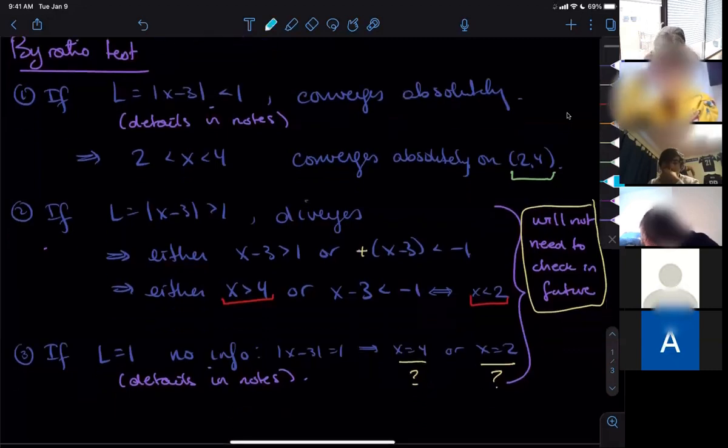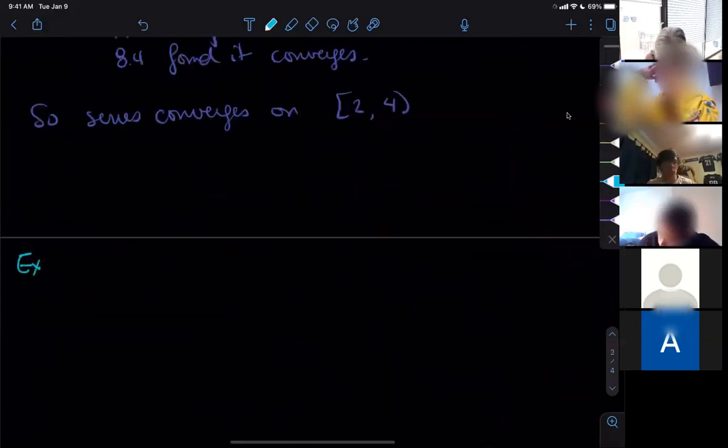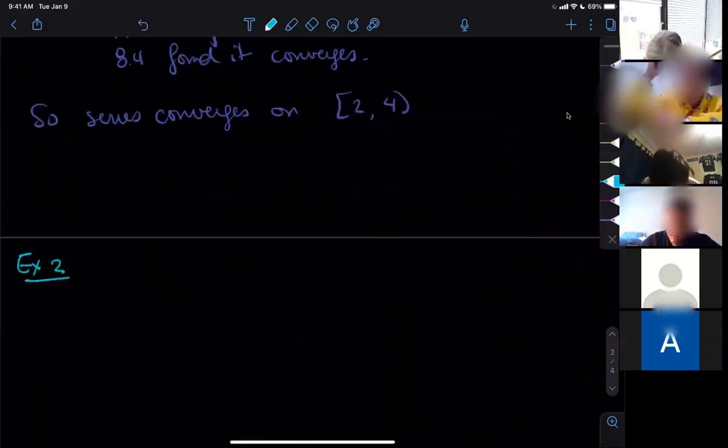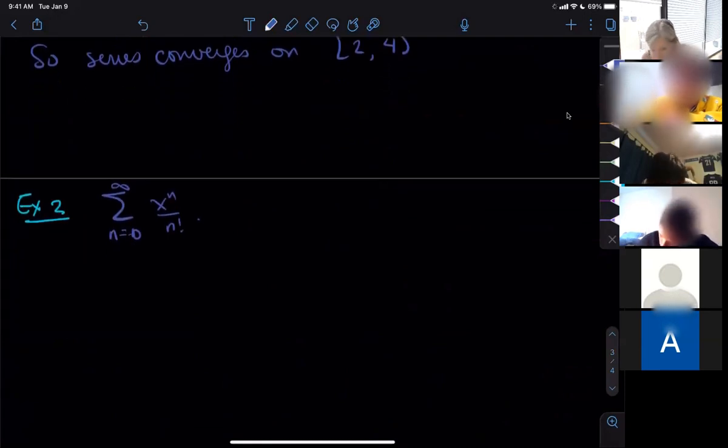Okay, I want to do two more examples. So that was our first example. Here comes another one, example 2. How about this series? The sum from 0 to infinity of x to the n over n factorial. Same thing, we want to know which x values this series converges at. So which x values does it even make sense to think about this series? And which x values does the series not even make a finite sum, so it doesn't even make sense to think about? So we're going to use the ratio test.